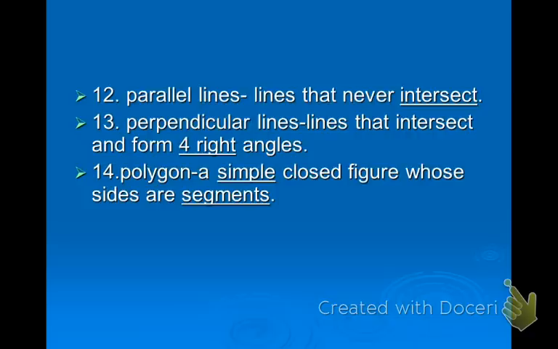A polygon is a simple closed figure whose sides are segments. So lots of words there, so let's talk about that. Simple means that they do not cross. Closed means it does come together, and the sides are segments.